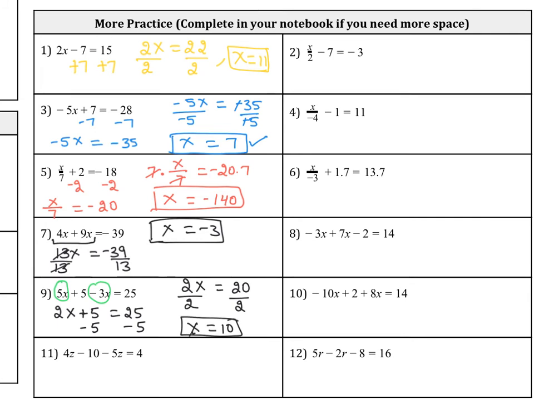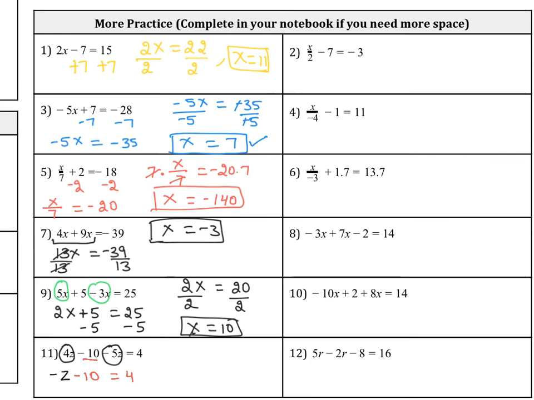Example number 11. 4z minus 10 minus 5z equals 4. We are going to solve this equation for z because this is the unknown number here. And we are going to combine the two like terms that we see on one side of an equation. So the two like terms are 4z and negative 5z. 4z minus 5z would be negative 1z or just negative z. This negative 10 will remain as it is, so negative 10 equals 4.